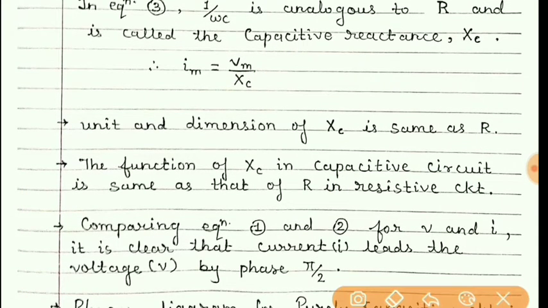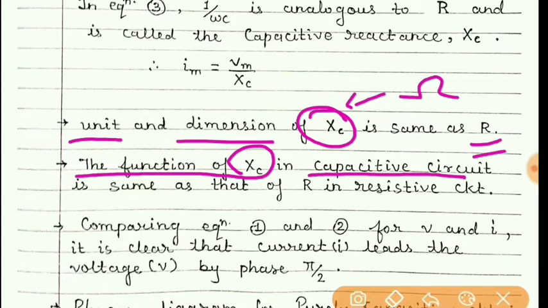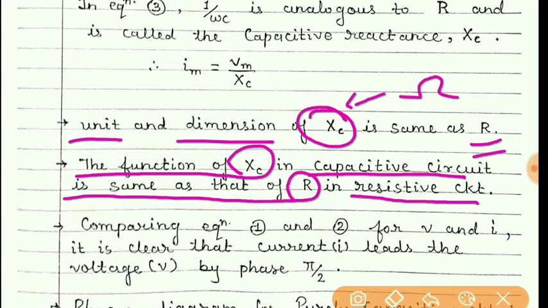Students, the unit and dimension of this capacitive reactance is the same as R. That is, its unit will be ohm. Also, I have mentioned that the function of Xc in a capacitive circuit is the same as that of R in a resistive circuit.